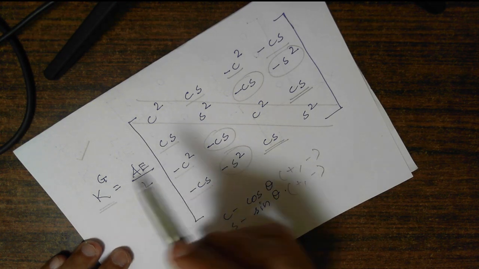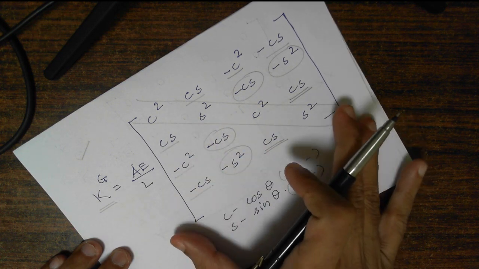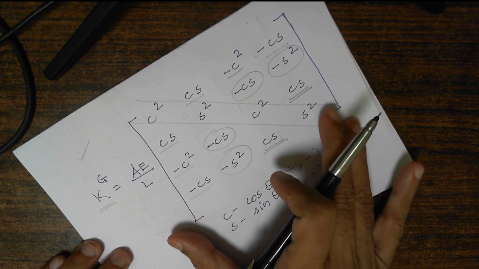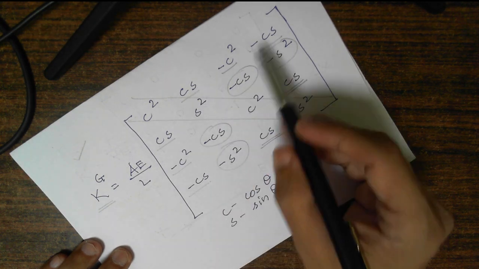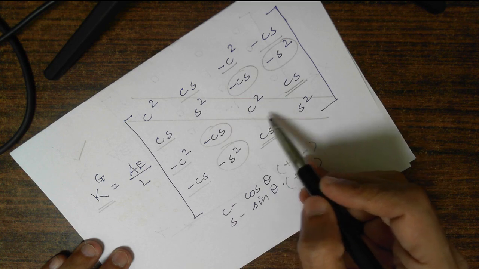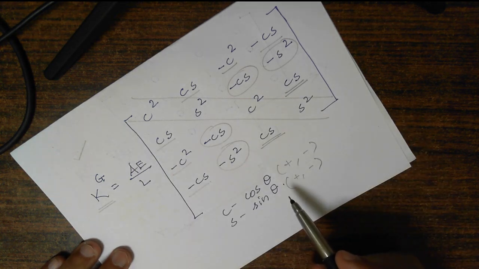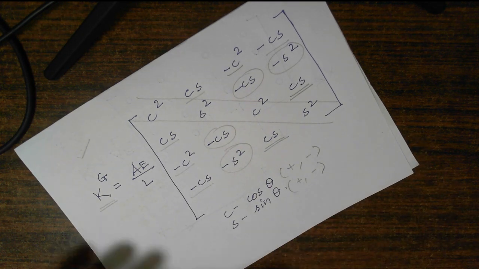I will come to the conclusion later, but this is comprehensive, this is the global format for the elemental stiffness matrix, and I am going to use this format only for all our further discussion: C square, CS, minus C square, minus CS, S square, minus CS, minus S square, C square, CS and S square. This is the format I am going to use for all our further discussions in truss element stiffness matrices. Thank you.